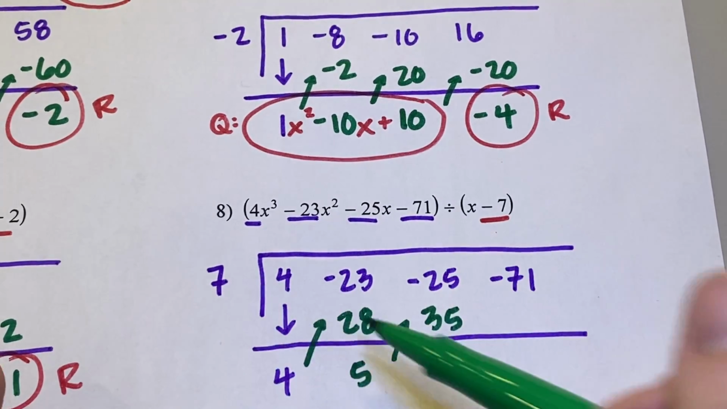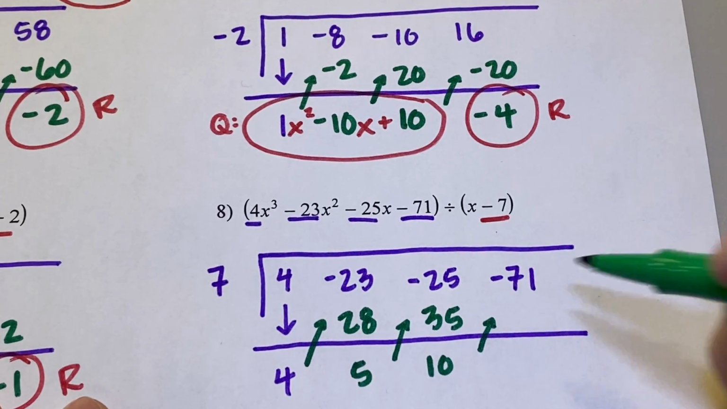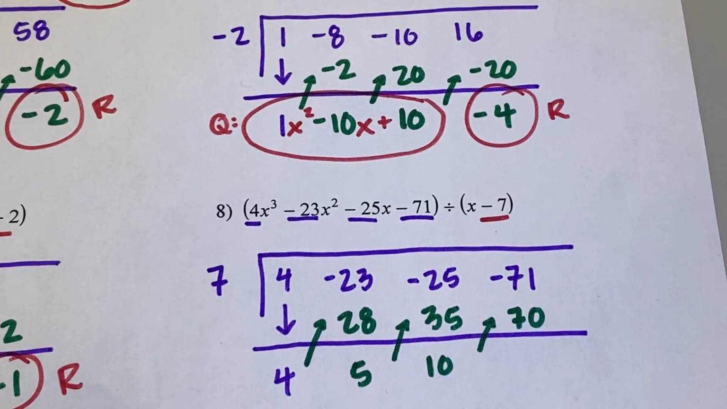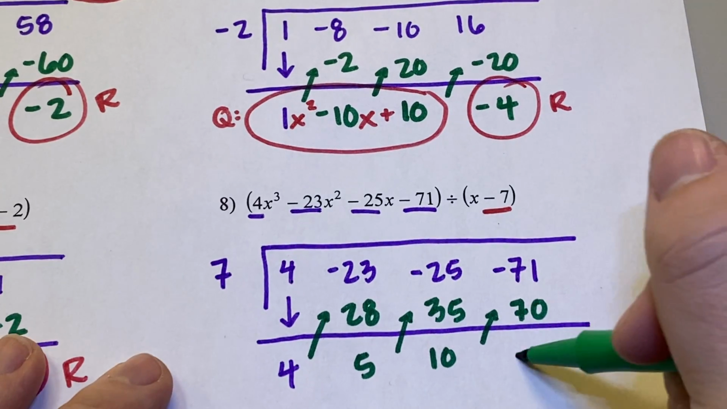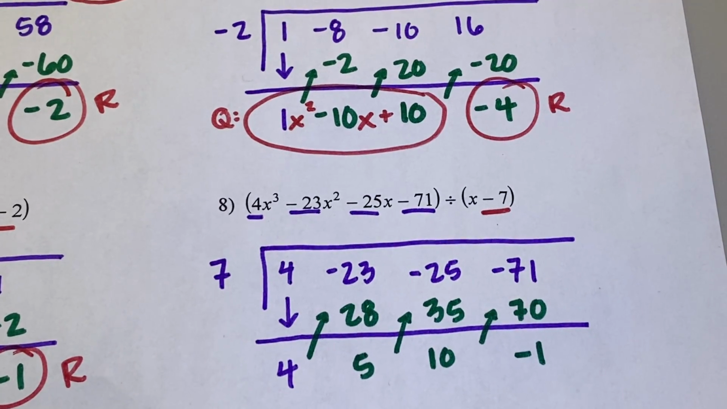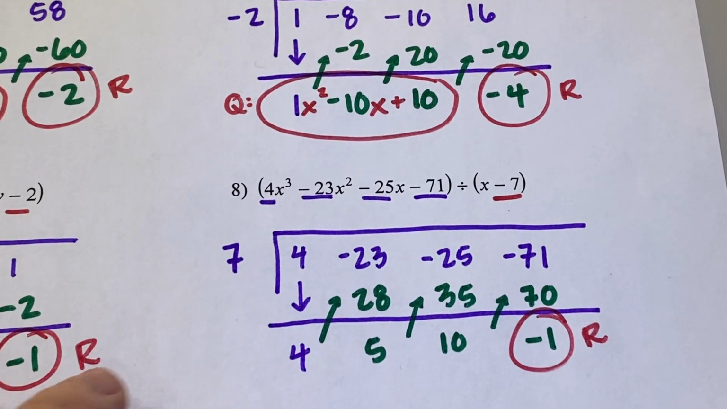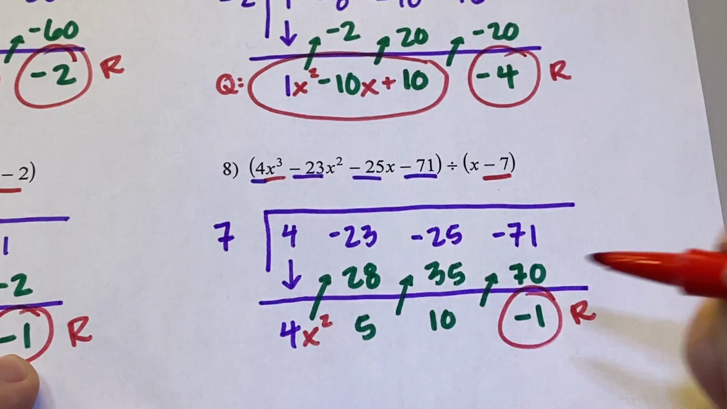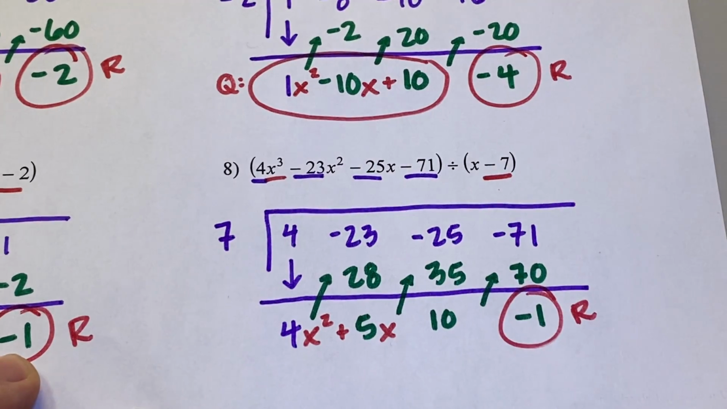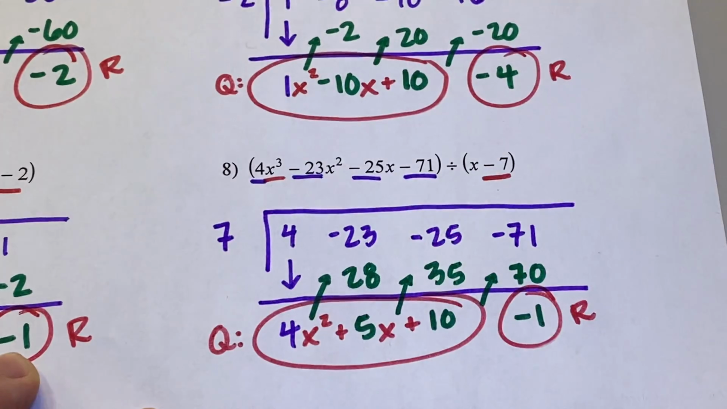Back to the outside, so we're multiplying 7 times 10. 70. Oh, so close to no remainders. Negative 71 plus 70. Negative 1. What's my remainder? Negative 1. Whatever you get right here is your remainder. Okay, we took our x's off. What do we have to do with them? Put them back on. We started with x cubed, which means this guy is x squared. Positive 5 gets 1x. Positive 10 doesn't get any x's. So there's our quotient.